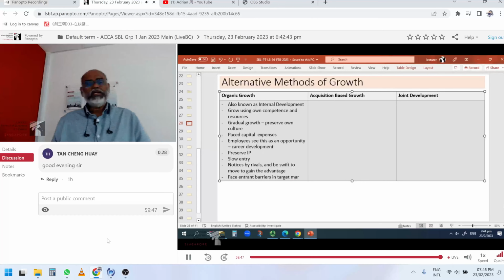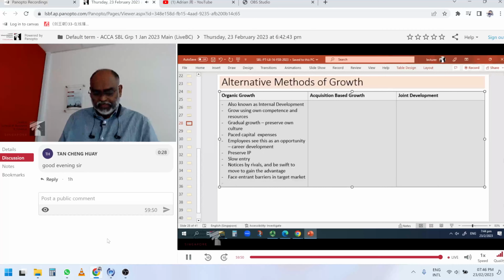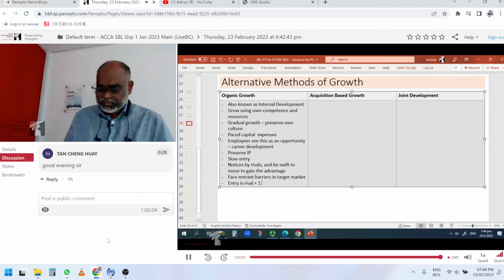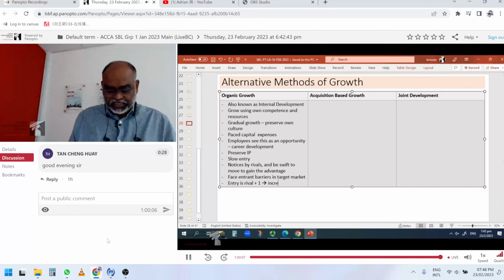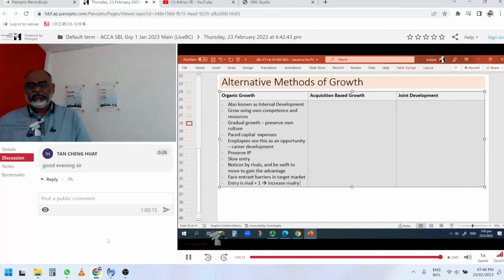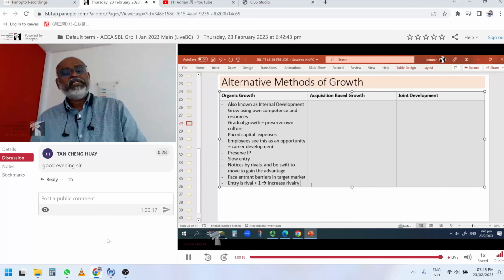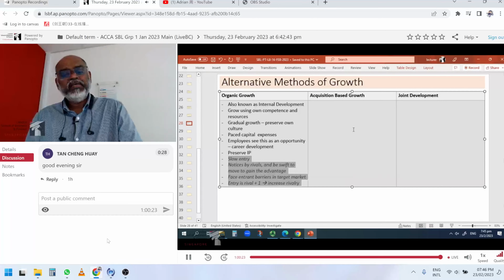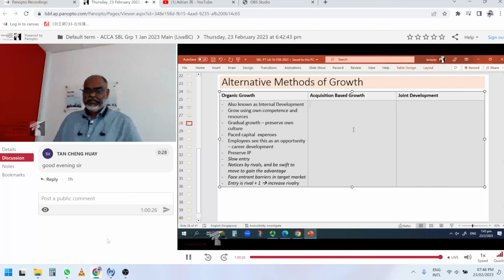When you enter this market, entry is rival plus 1. That means there are 5 rivals there. You go in, you become the 6th company. So since the entry is rival plus 1, this can increase rivalry. So what I've done here is some advantages and some disadvantages. Whatever we mark it like this is going to become the disadvantages, right?